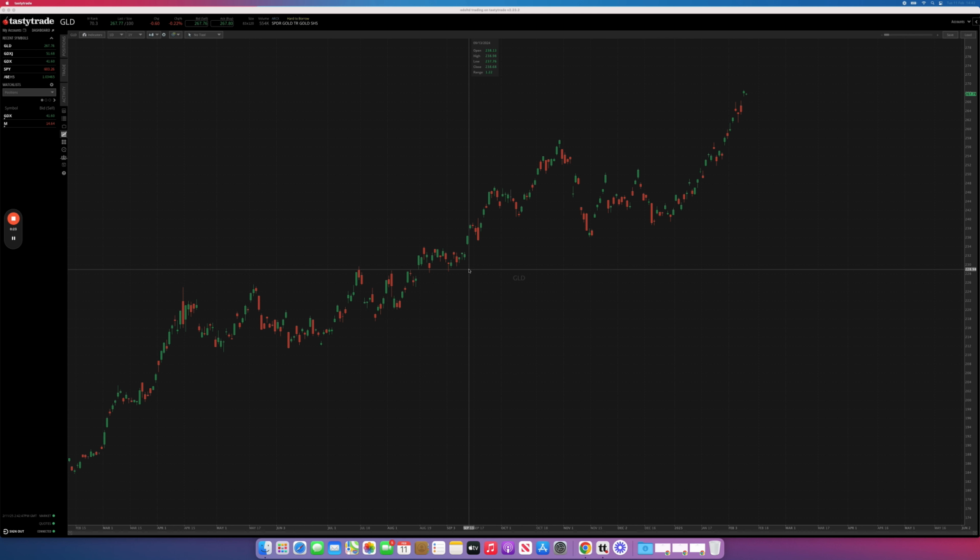We've got GLD up at the moment, and the reason why is because if we look in the top left, we can see the IV rank of GLD is 70.3 right now, which is very high. Anything over 30 is considered high, anything over 50 is considered to be very high.